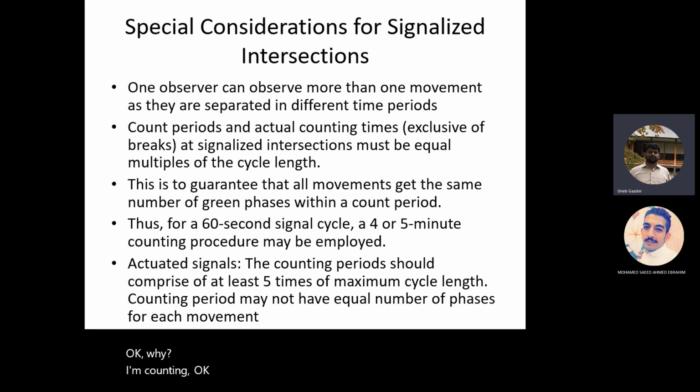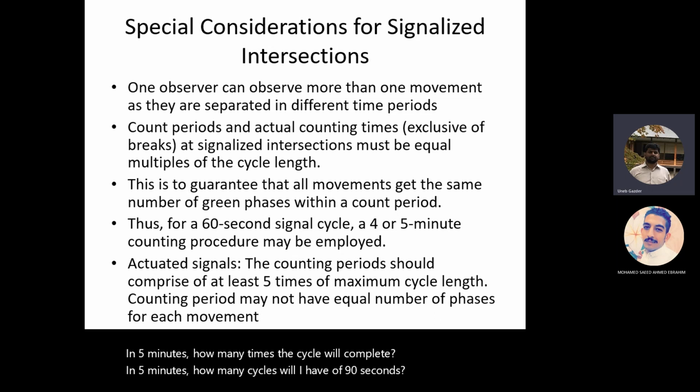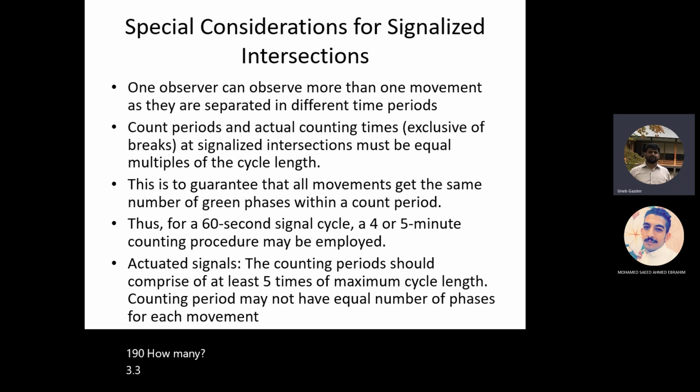For example, take the example of 90 seconds. 90 second cycle length, 5 minutes counting period. In 5 minutes, how many times a cycle will complete? In 5 minutes, how many cycles will I have of 90 seconds? Tell me. 300 upon 90, how many? 3.33. Now what does it mean? 3 cycles complete. And 0.33 what? 1/3 of the 4th cycle, right?